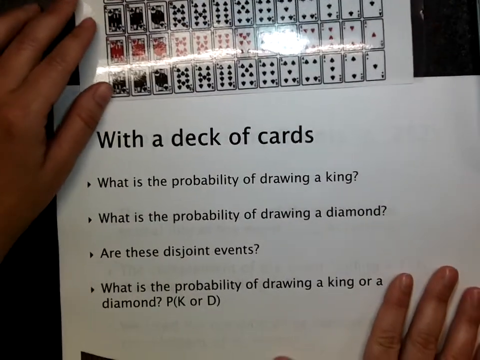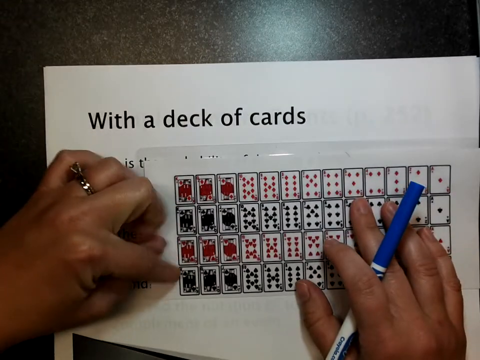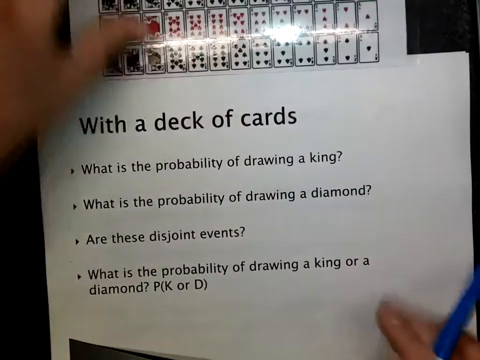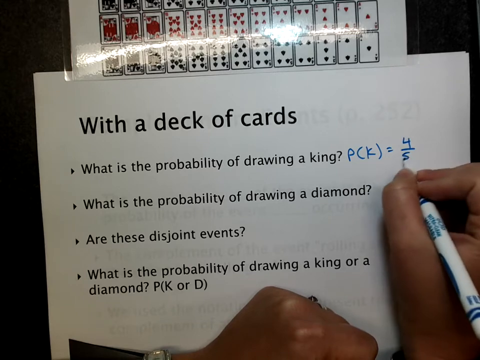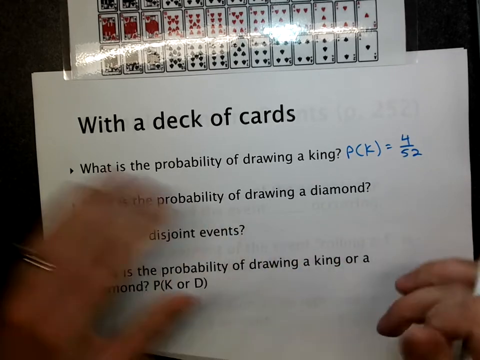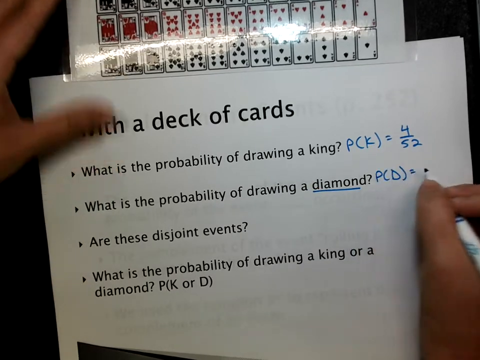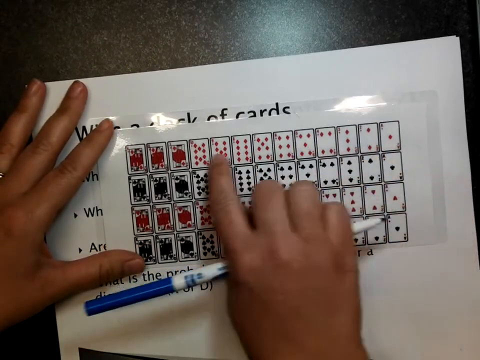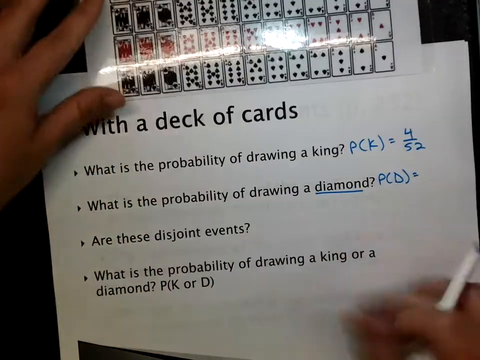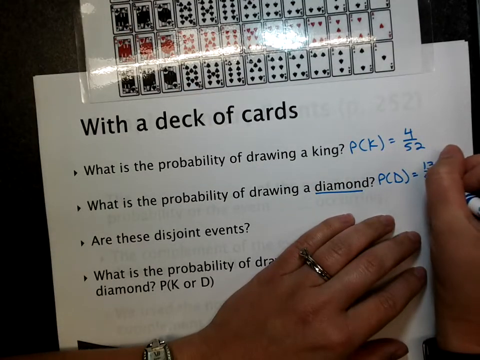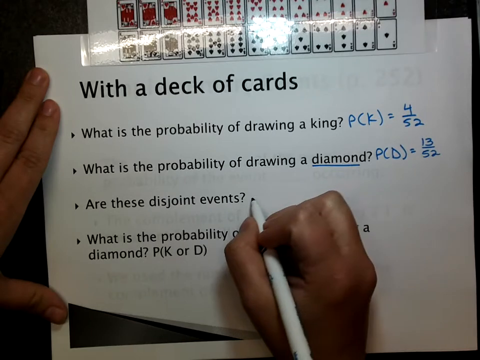So, let's see, what is the probability of drawing a king? If you look at your chart, there are 1, 2, 3, 4 different kings, and out of a total of 52 cards. So the probability of drawing a king is 4 out of 52. The probability of drawing a diamond. There are 13 diamonds, if you count, out of 52. So it's 13 out of 52. The next question says, are these disjoint events? And the answer is no.